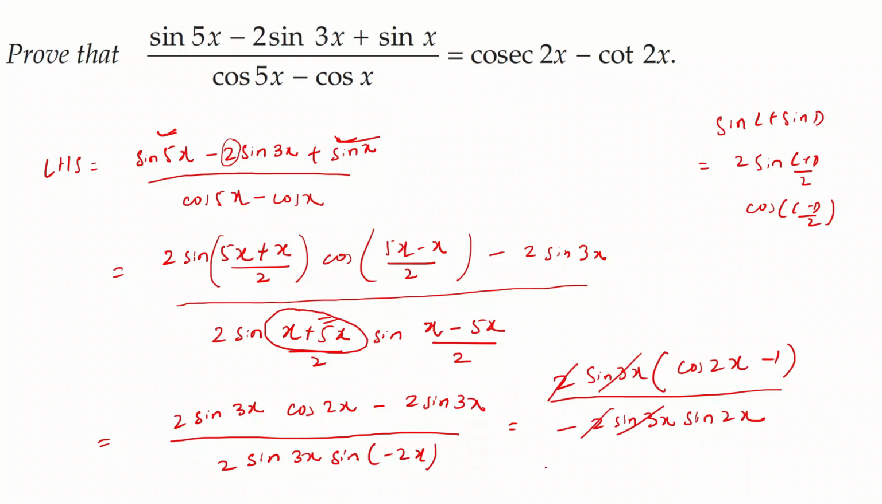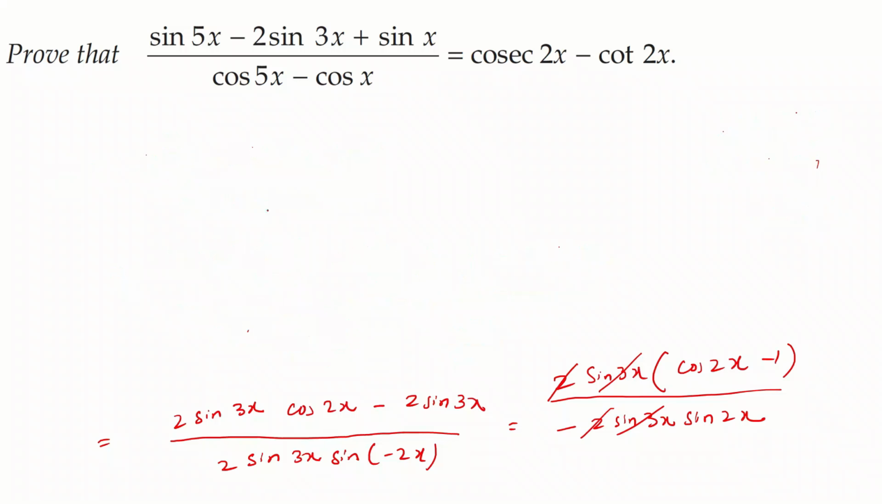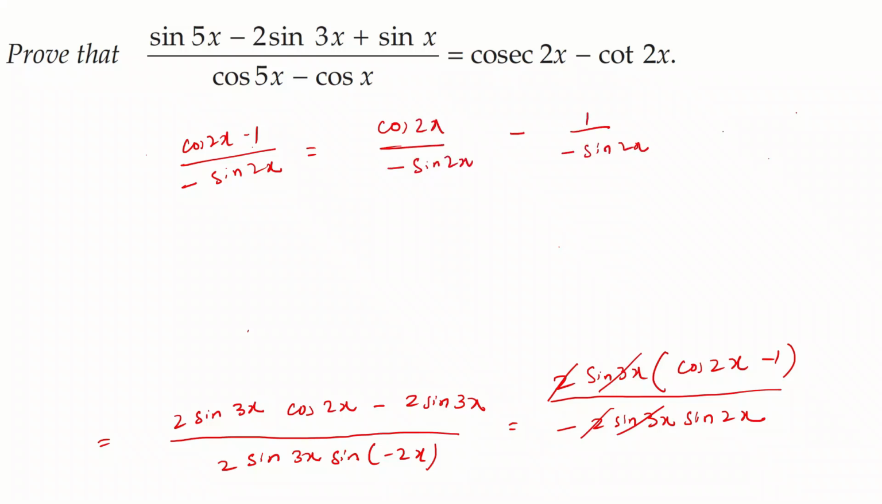Okay, so what we are finally left with is cos 2x minus 1 divided by minus sin 2x. Now what we can do is divide sin 2x with each and every one of these terms. So cos 2x by minus sin 2x minus 1 by minus sin 2x.